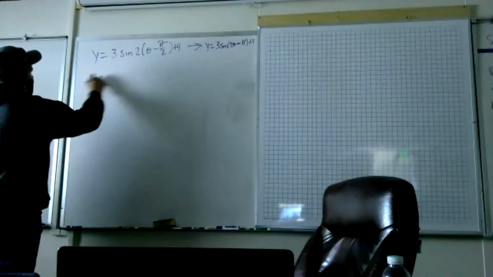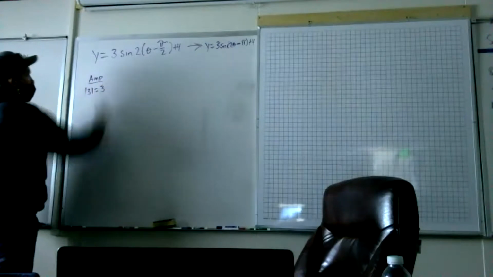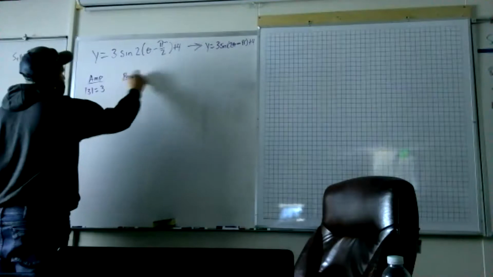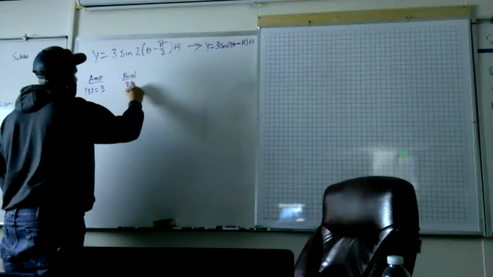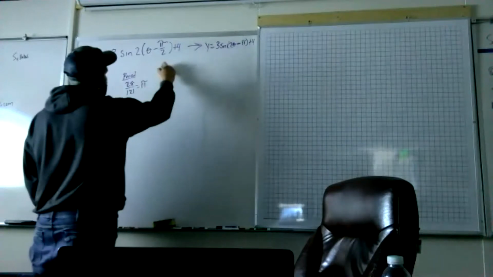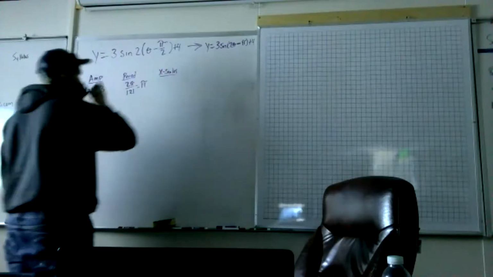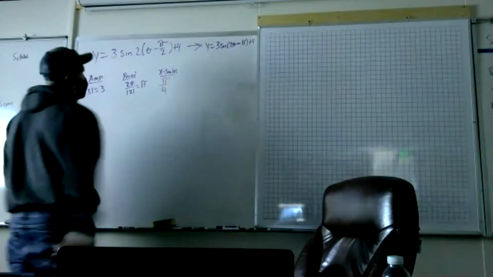So amplitude comes from the absolute value of A. A is 3, so the amplitude is 3. The period: we're using radians here. So if I take 2 pi divided by the absolute value of 2, I get pi. My X scales: I take the period that I just found, which is pi, and divide that by 4, and I get pi fourths.